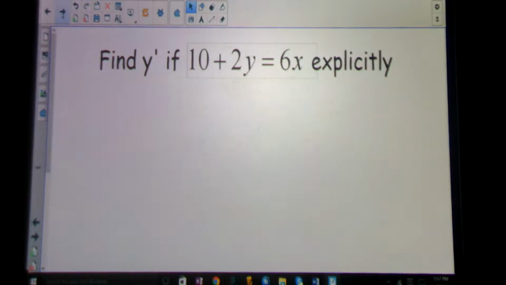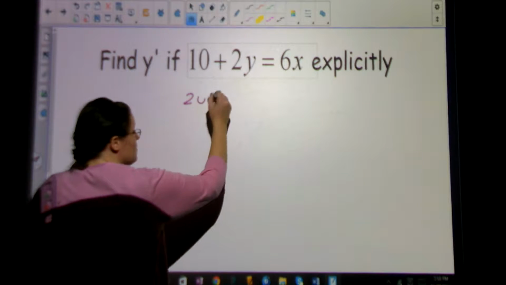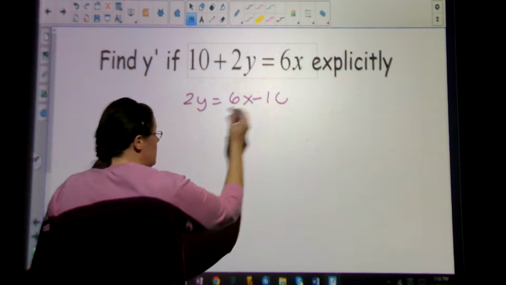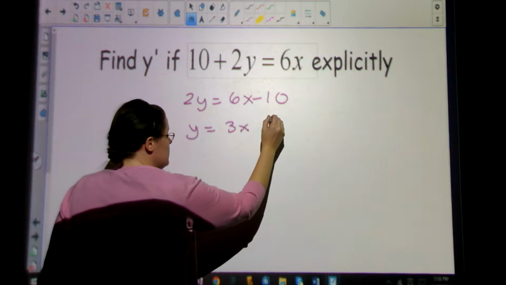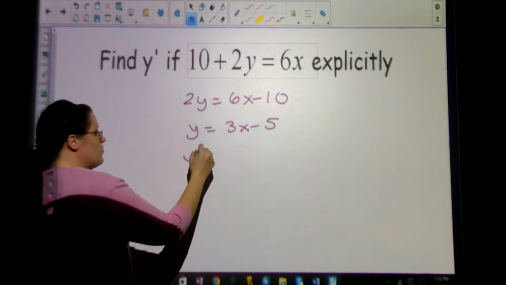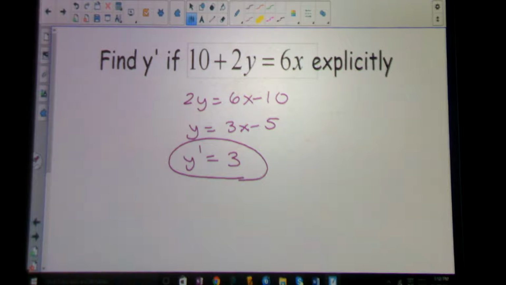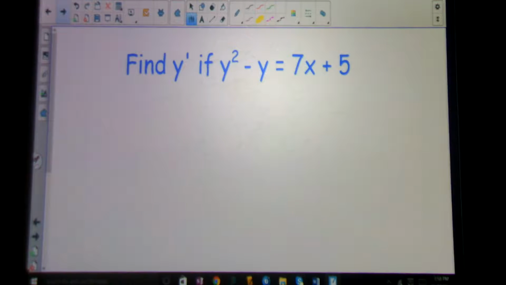Okay, so let's first explore. We're going to find y prime here explicitly. Explicitly means we're going to get y by itself and do our normal derivatives. So let's get y by itself. Subtract 10. Divide by 2. Now that I've got y by itself explicitly, the derivative is 3. That is explicit differentiation.